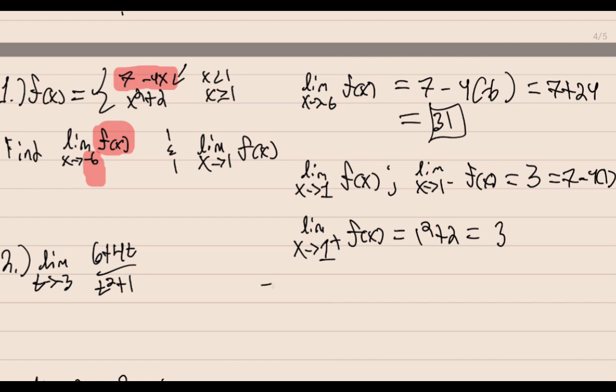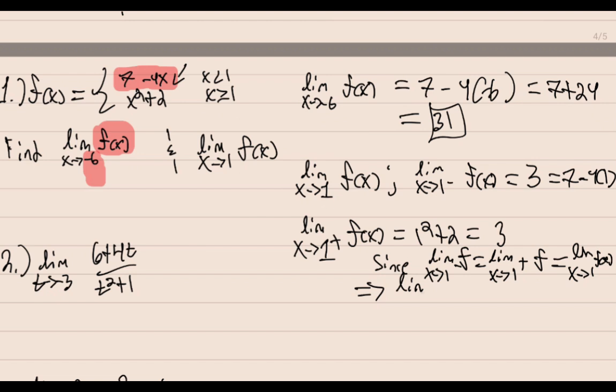So since the limit from the left is equal to the limit from the right, let's do f. Not going to write the x because it's too much work. Is equal to the limit as this goes to 1 of f of x. This tells us that the limit in totality of x going to 1 is equal to 3. Very nice. So the limit does exist. That's pretty cool.